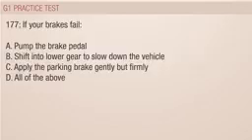Question 177. If your brakes fail. A. Pump the brake pedal. B. Shift into lower gear to slow down the vehicle. C. Apply the parking brake gently but firmly. D. All of the above.